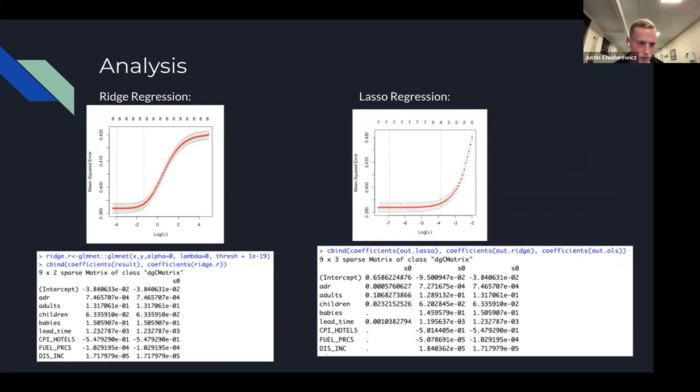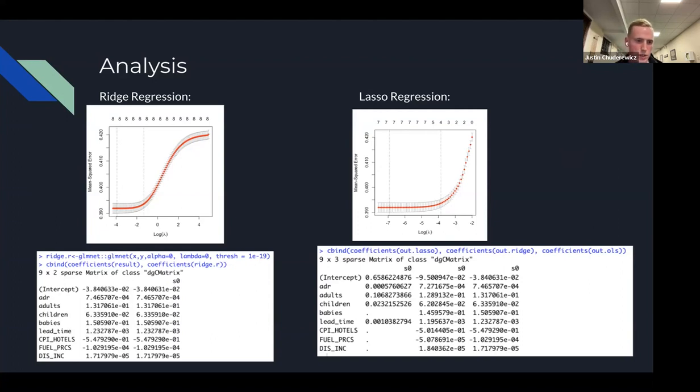For our ridge and lasso regression, we included 8 variables. In our ridge regression, we were left with all 8 predictors because ridge regression always keeps the predictors no matter what. However, with lasso regression, we were left with 4 predictors because 4 of the 8 predictors' coefficients were truly 0 with our best lambda value. After ridge and lasso regression, the important predictors found were ADR, adults, children, and lead time.